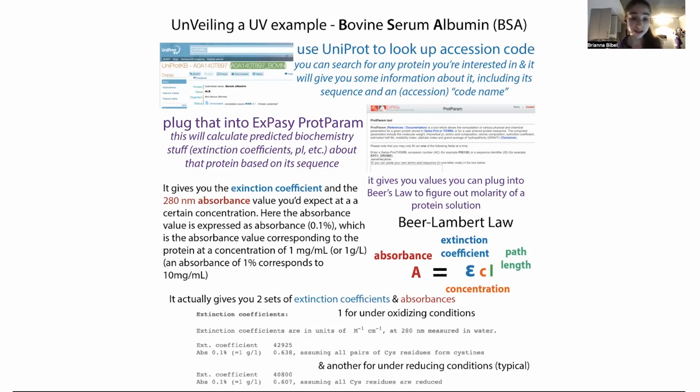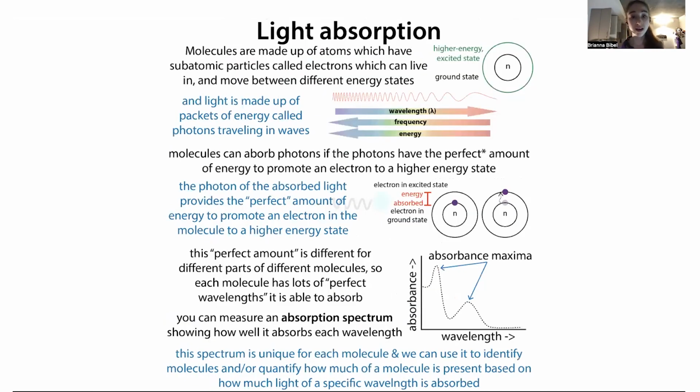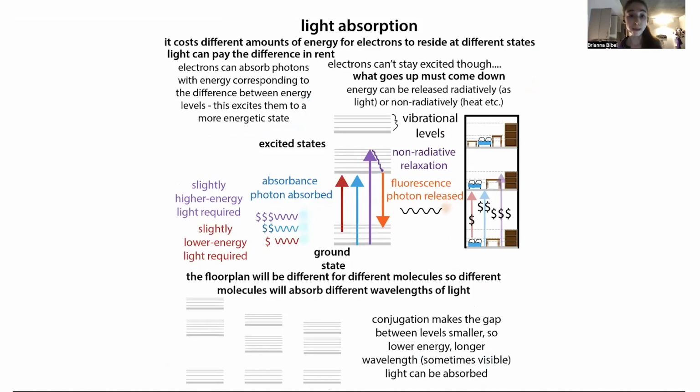And then you can also use methods that will give you a color-based product based on how much of a thing is present. Same sort of idea, except here you're using things that you can actually see. And then you have fluorescent-based methods that will let off light, and then you're measuring the light that's let off. So it's really important to keep in mind that you're measuring these different things. You're measuring the light that's actually given off when you're talking about fluorescence. Whereas in the case of absorption-based methods, you're measuring the light that's actually stolen.